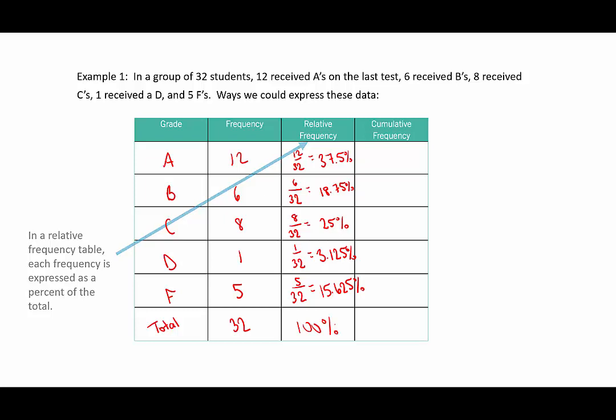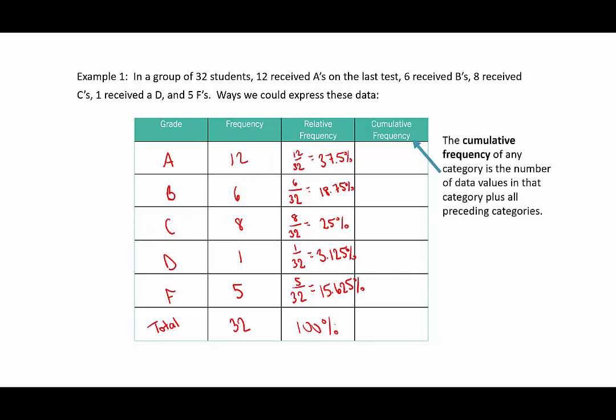Now for the cumulative frequency. This is where we start with the one we're given, and then we just keep adding on to it. So we would say there are 12 A's. So that first cumulative frequency will always match the regular frequency.